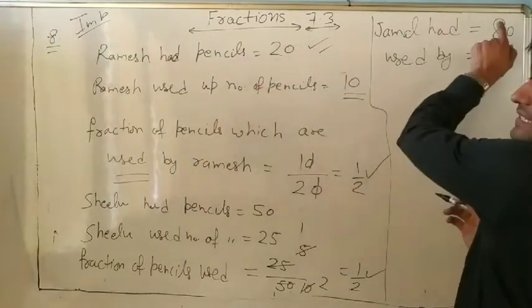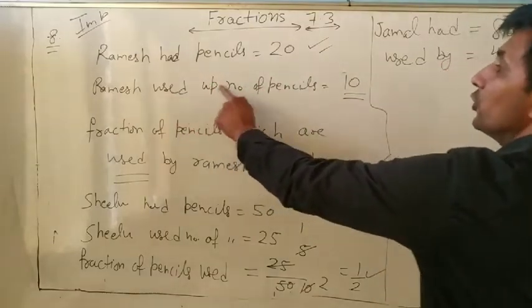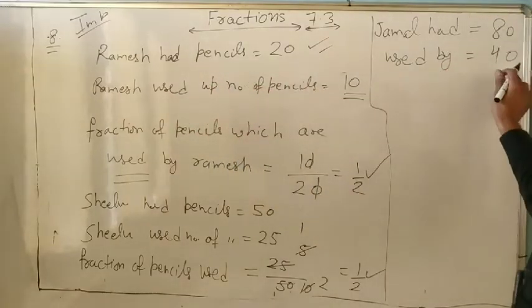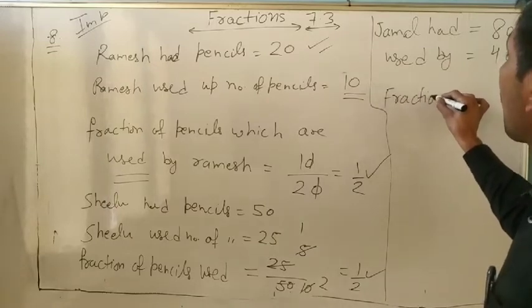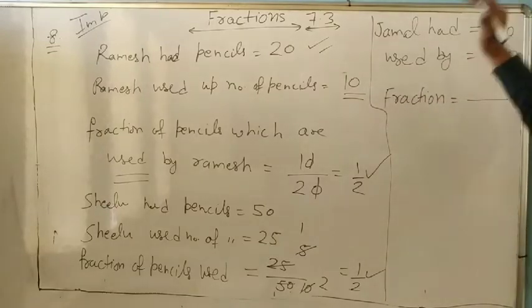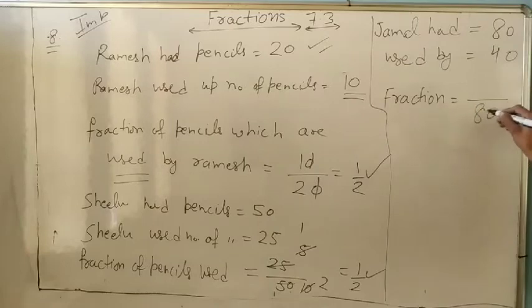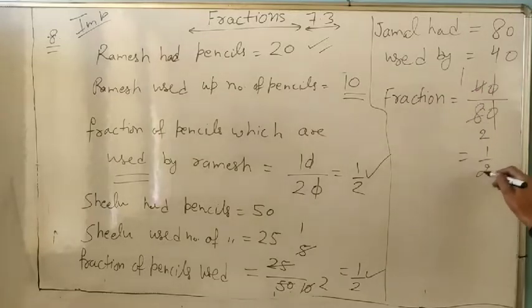Jamal had 80 pencils. Jamal used up a number of pencils. Used how much? 40. So write the fraction. So how much fraction? In a fraction, the denominator is always the total. And how many used? 40. Zero cancels by zero, 4 ones are 4, 4 twos are 8. So what is it? So 1 by 2.